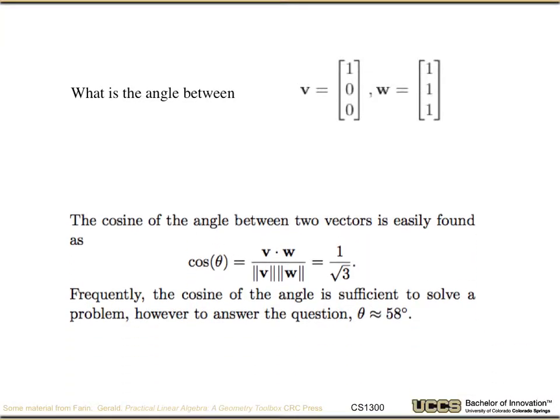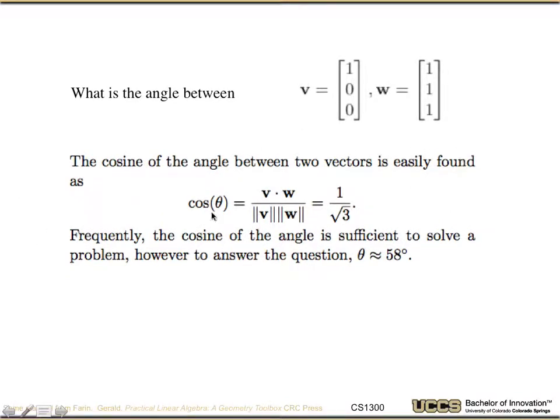In general, in n dimensions, I can always figure out the cosine of the angle between two vectors easily using the dot product formula: cosine of theta is equal to v dot w divided by the norm of v and the norm of w. V dot w in this case is 1 times 1 plus 0 plus 0, which is 1. The norm of v is 1. The norm of w is the square root of 1 plus 1 plus 1, the sum of the squares square rooted, which is the square root of 3. So the cosine of theta is 1 over the square root of 3. You can stick that in your calculator, do arc cosine, and figure out that theta is around 58 degrees, or you could just leave it as the arc cosine of 1 over the square root of 3.